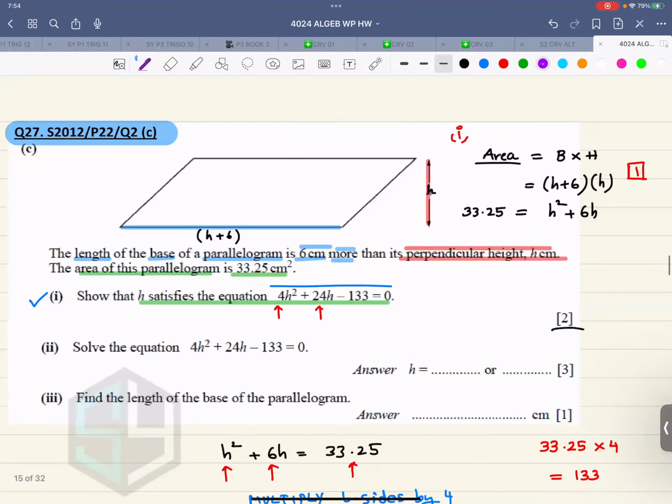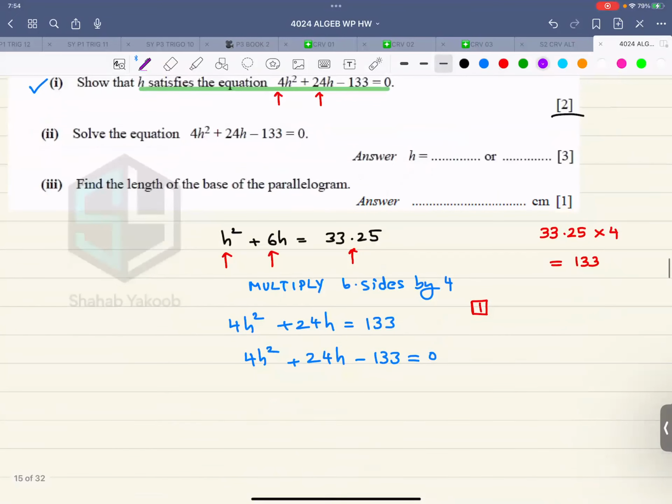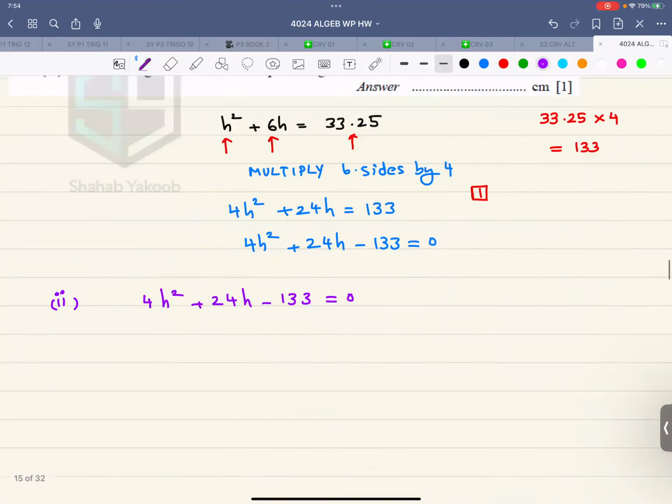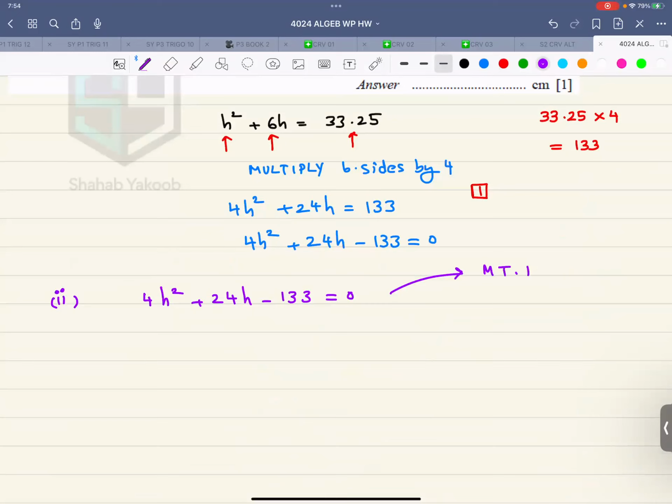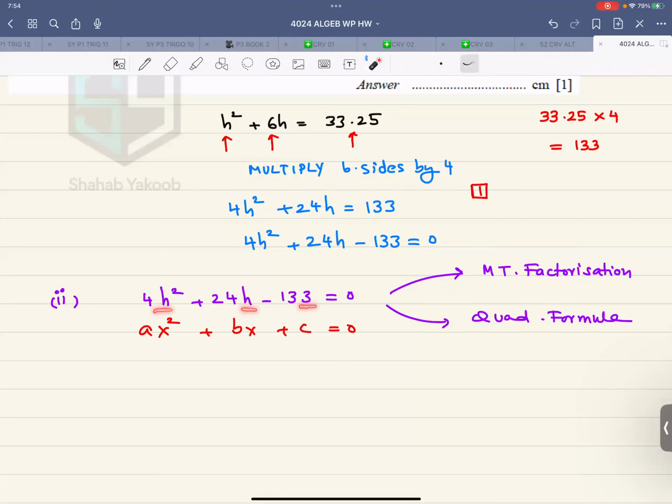Let's move to the second part, that is solve the equation. 4h square plus 24h minus 133 equals to 0. I can either do middle term factorization, but with such big numbers, it will be kind of difficult to think. Or I can use the quadratic formula. So let me use the quadratic formula. This is ax square plus bx plus c equals to 0. So instead of h, the general format is written in terms of x. That doesn't make a difference.